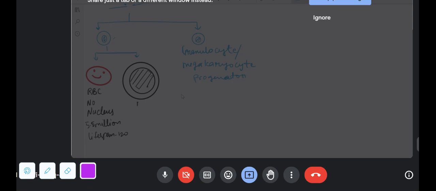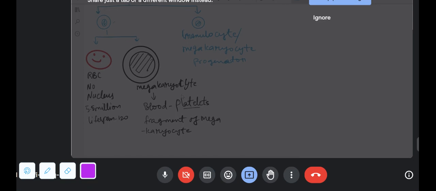And this is our megakaryocyte. Once it goes to the blood, it will form platelets. So this is just a fragment. Platelet is what? It is a fragment of the megakaryocyte. Now, another thing is that it has a big nucleus.